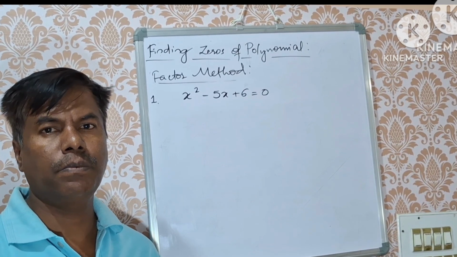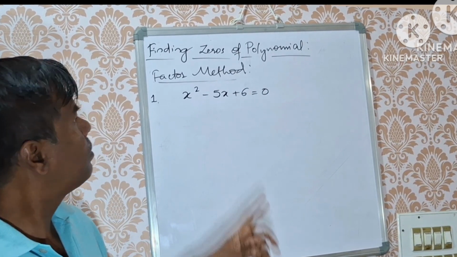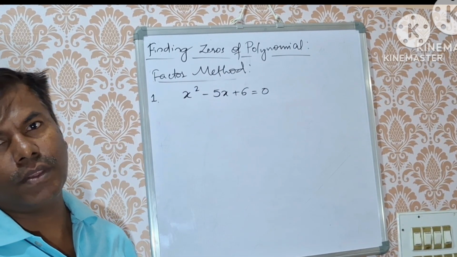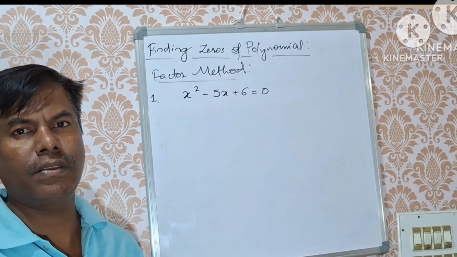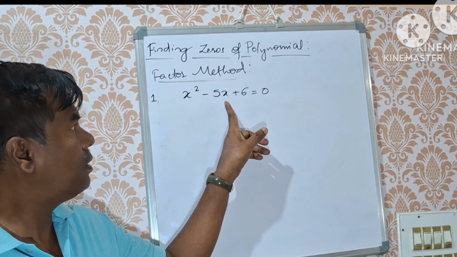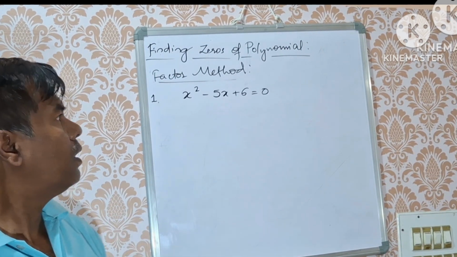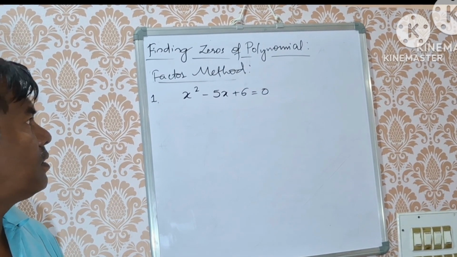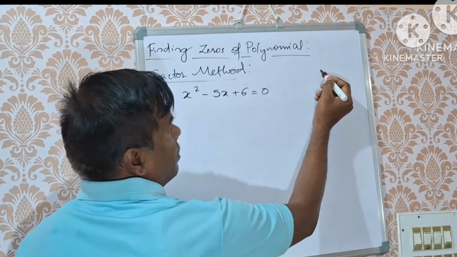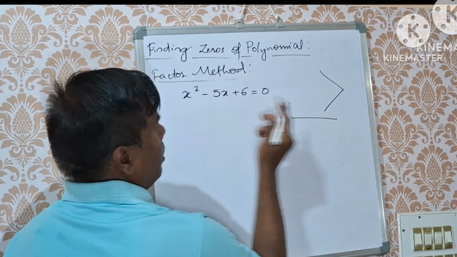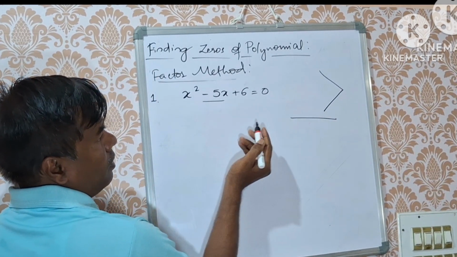Find the zeros of the polynomial by the factor method. How to find the zeros of a polynomial? That means the value of this variable x. By the factor method means, now we have to resolve this middle term into 2 terms.